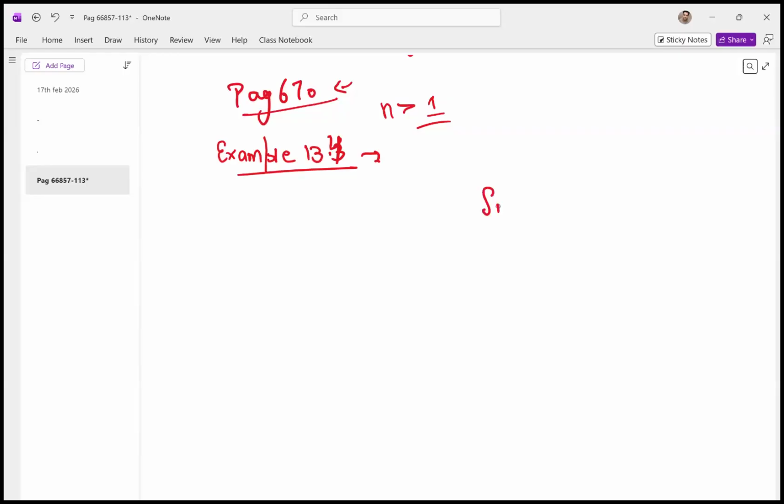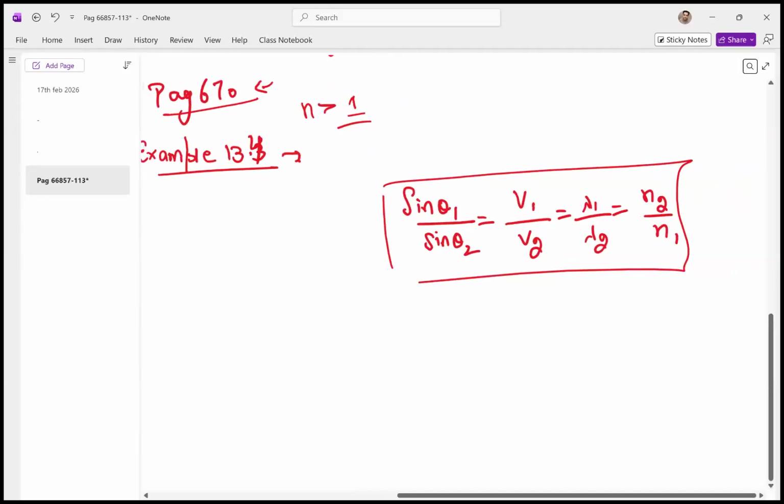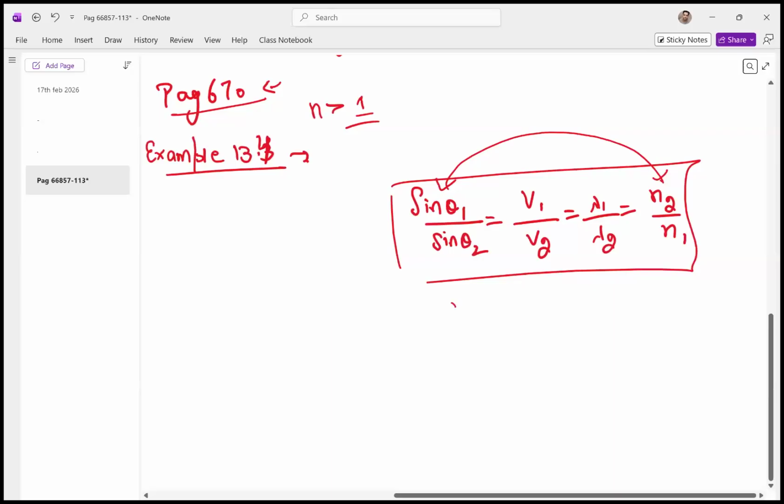That is sine of theta 1 upon sine of theta 2 equal to v1 upon v2 equal to lambda 1 upon lambda 2 equal to n2 upon n1. This formula is given to you in your formula booklet also. This formula came from, basically, Snell's law. So if I look at this one, what did I say? n1 sine theta 1 equal to n2 sine theta 2.